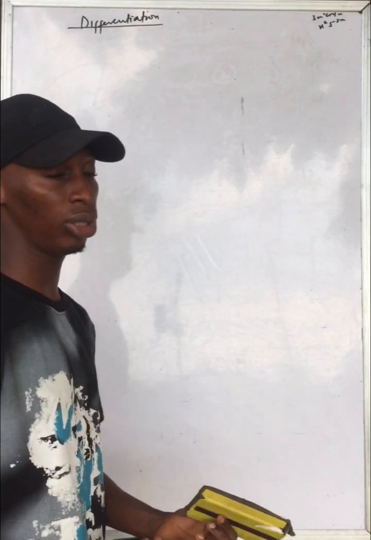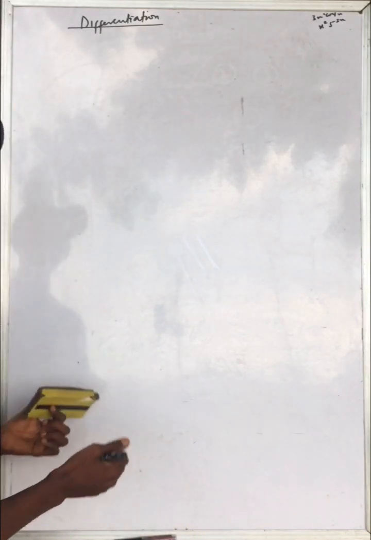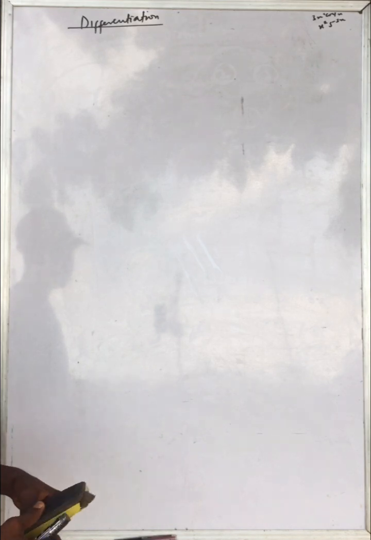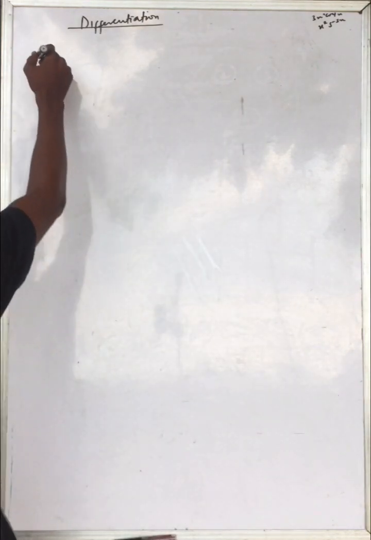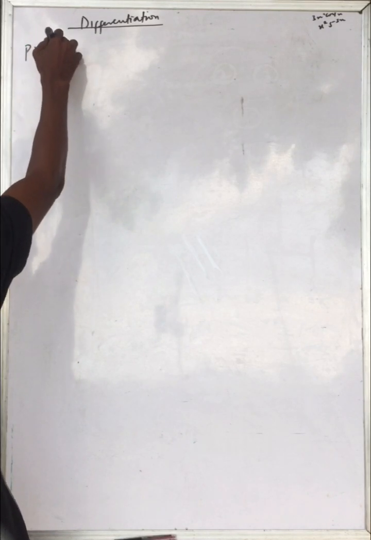So in this phase now, in the last class, we were able to discuss differentiation from first principle. We have also discussed the sum and difference rule, and I introduced the formula to you. We have discussed the chain rule as well. But today we are going to discuss the product rule.